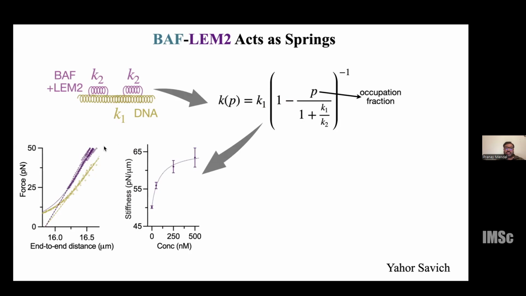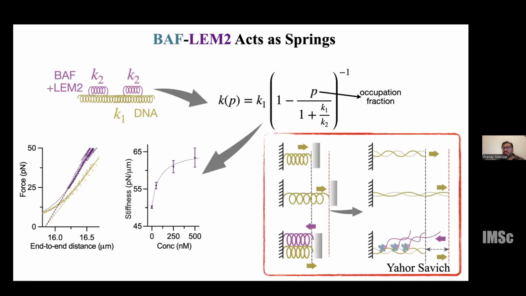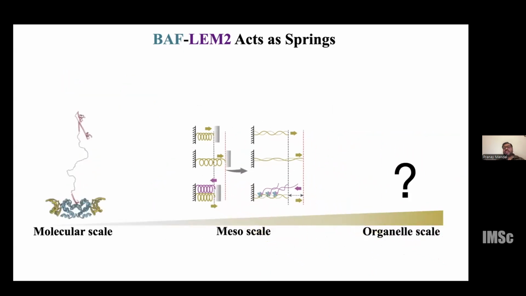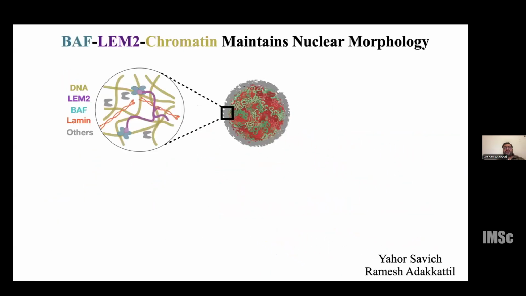We went on to measure the stiffness of the DNA in presence of LEM2, and it matches very well with our model that you can see in this figure. So that means that this protein acts as a spring. But what does it mean at the organelle scale? Now, this is my last slide.